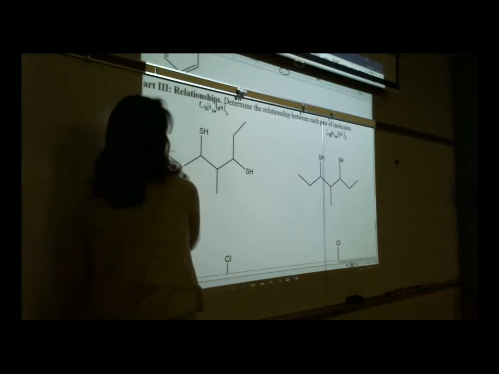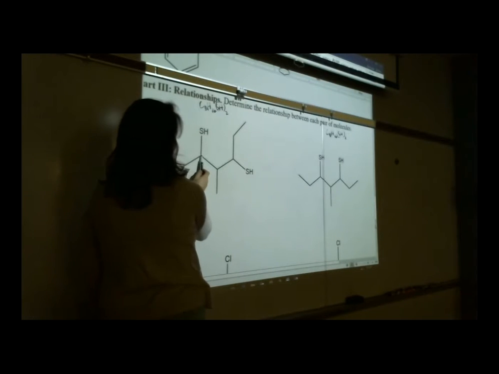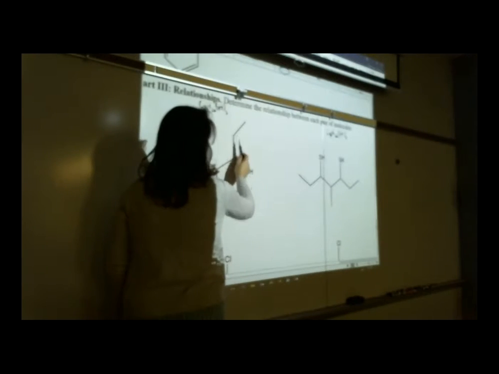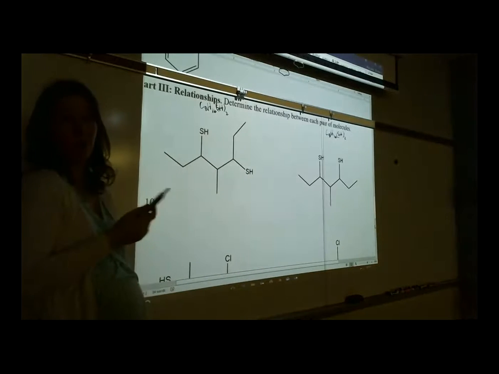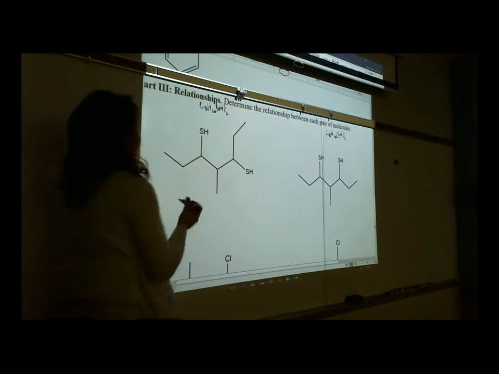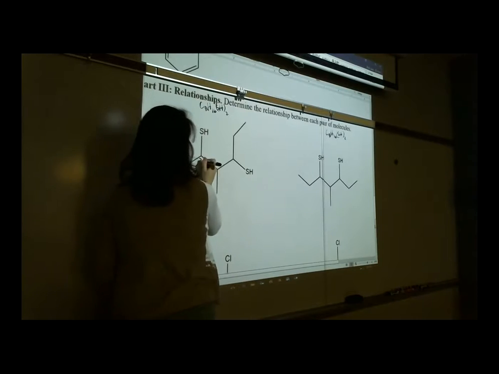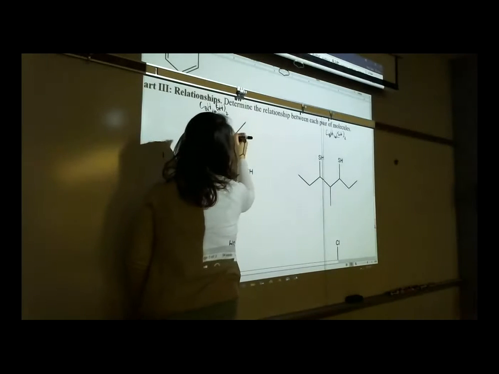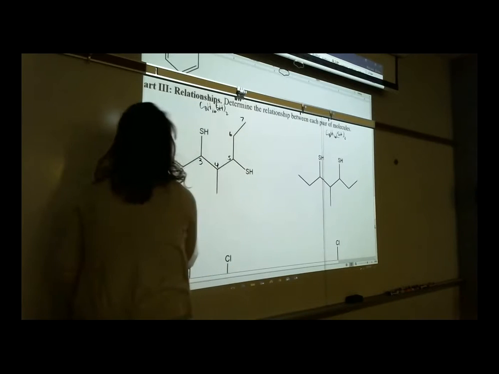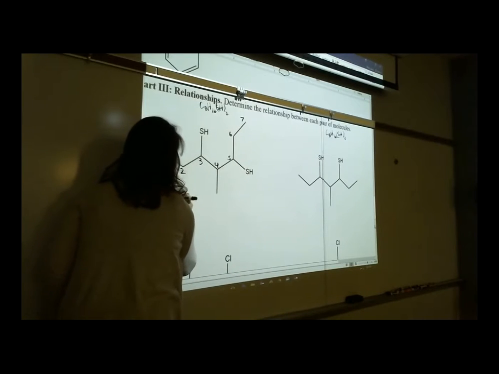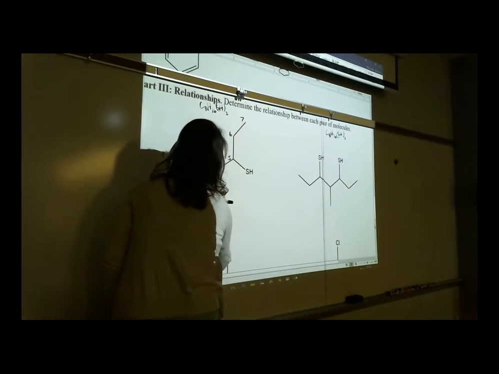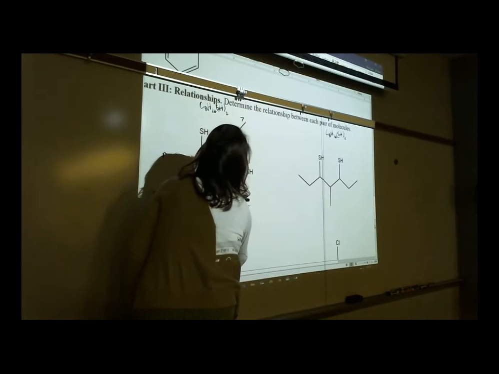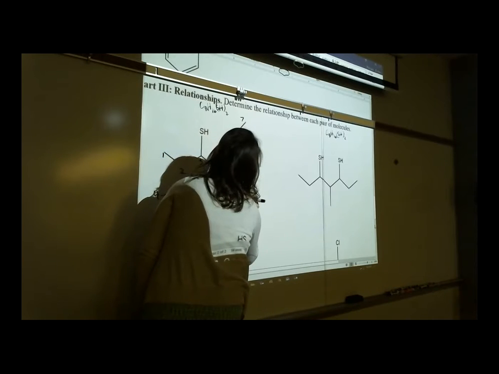If we go this way, 1, 2, 3, that gives 3 for thiol, 4 for methyl. If we number this way, 1, 2, 3, that gives 3 for thiol, 4 for methyl. So we could actually number either way, right? It wouldn't matter. 1, 2, 3, 4, 5, 6, 7. So this would be 4 methyl, 3, 5 heptane dithiol.